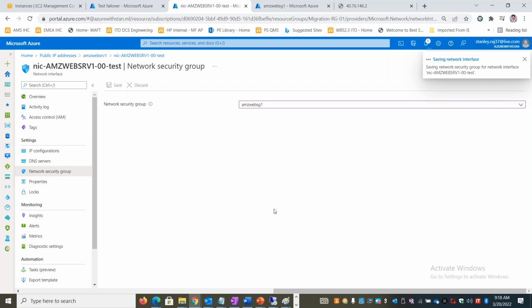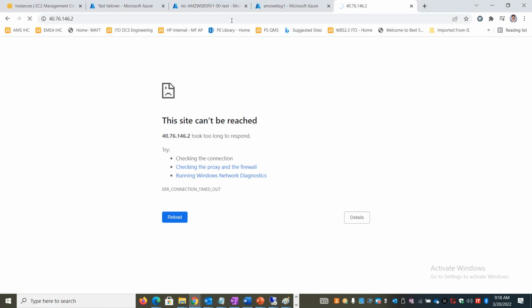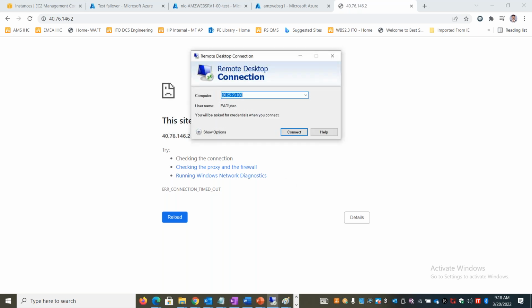Now we are perfectly ready for testing. We have all the necessary rules allowed. We have the public IP. I can refresh it. It will take a couple of minutes to converge because the security group rules were just applied. I can also try to log into the VM to verify whether I'm able to connect successfully. Let's give it some time.